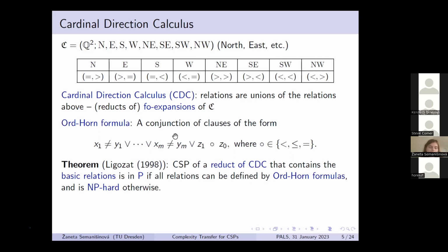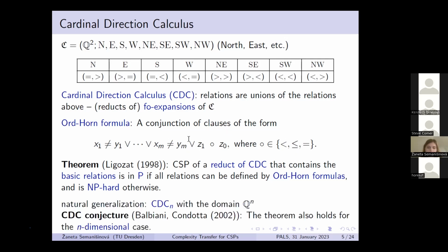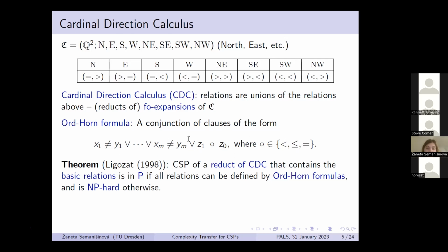So they are essentially some reducts of first order expansions. Now I would like to talk about open problems that, luckily, are not open anymore, but they were connected to this concept. First I need to say what an Ordhorn formula is. It's a conjunction of clauses of a specific form called Ordhorn clauses: there's a disjunction of these equalities, and then there is one literal that is allowed to do something wilder. Of course, this m could be 0 and this literal could be omitted.